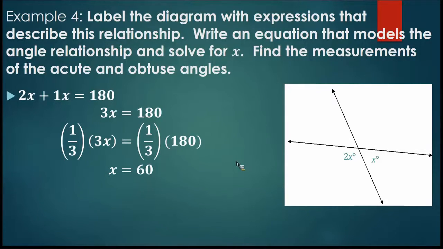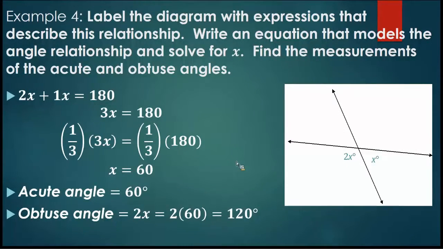So 3x equals 180. Next, we divide both sides by 3 or multiply by the multiplicative inverse of 1/3. That gets us x equals 60. So x equals 60. That means the obtuse angle is 120. So x equals 60, that's the acute angle. Obtuse angle is 2 times the quantity of x. So 2 times 60, which is 120 degrees.